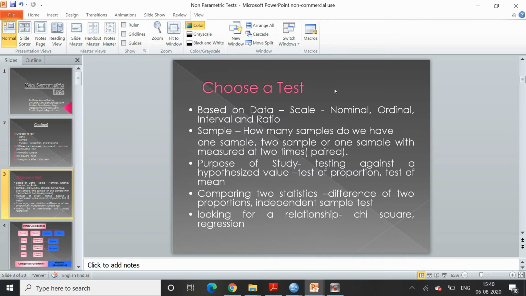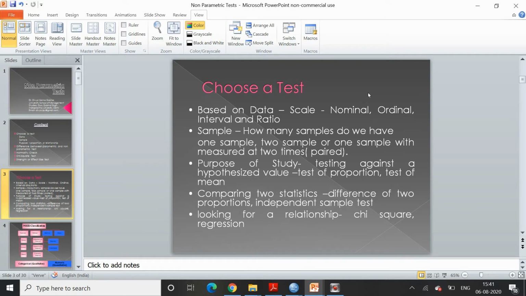How do we choose a test? So we choose a test based on various factors, based on data. What kind of data do we have? There are 4 types of scales. If our data is a nominal scale, ordinal scale, interval scale and ratio scale. Depending upon the kind of data it is, we would find out which test we have to apply on the data.